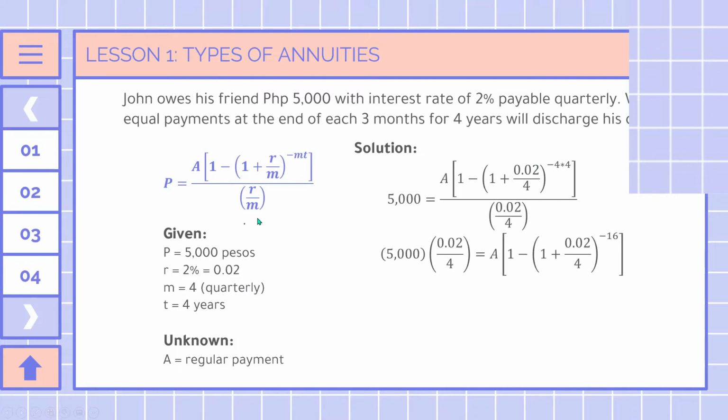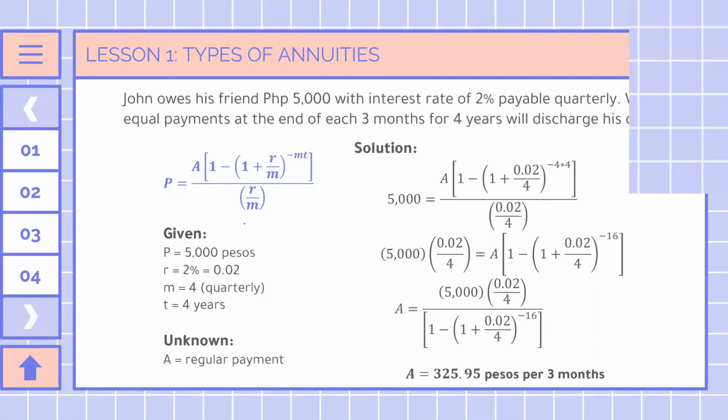Now with this, we must multiply both sides by 0.02 over 4 to cancel out the denominator. And it is shown in the next line. Then evaluating the second line, we will have 5,000 multiplied to 0.02 over 4, all over 1 minus (1 plus 0.02 over 4) raised to negative 16. Then evaluating this, we will have a value of A is equal to 325.95 pesos per 3 months.